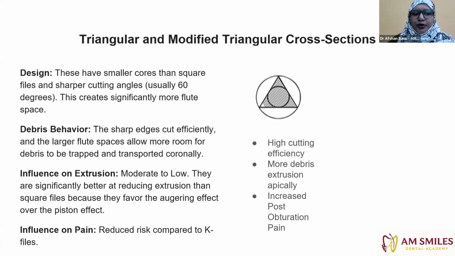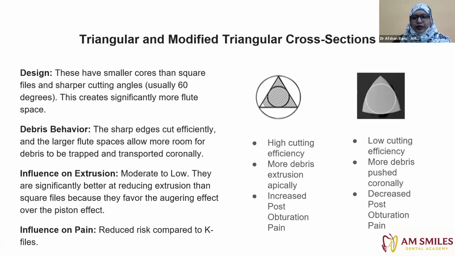So you will have a moderate to low extrusion of debris with triangular, and there is another type within this triangular. When you compare rectangular and square with triangular, the triangle will have much less debris extrusion because there are more gaps. But at the same time, there are two types of triangular.